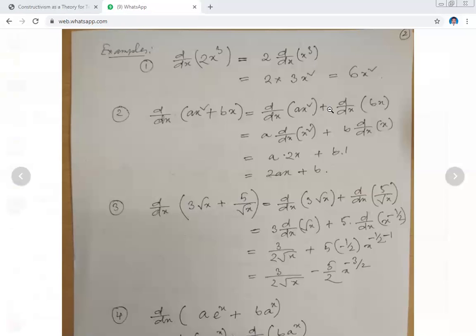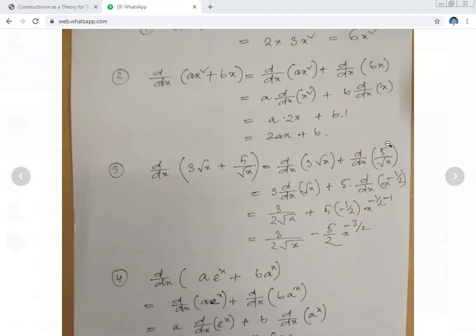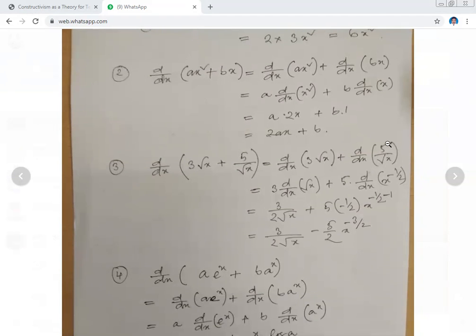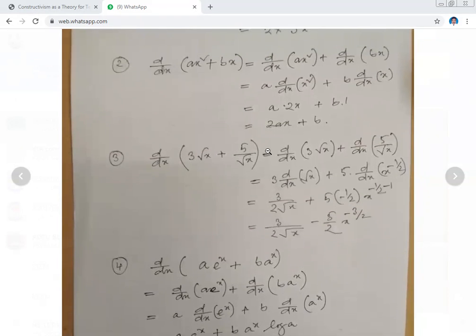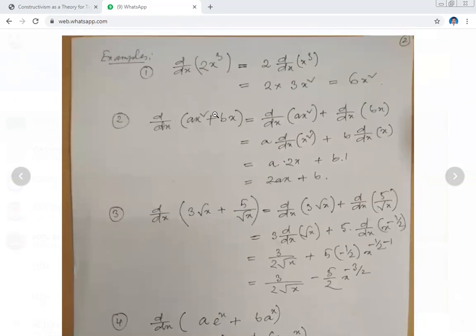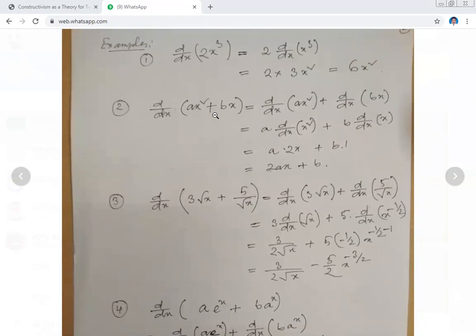And the first property was, if any constant is multiplied with a function, then we can write the constant outside the operator. Thus, these two properties were given. And a few examples related to x to the power n were given in the last class. Let's discuss just the applications of the two properties.